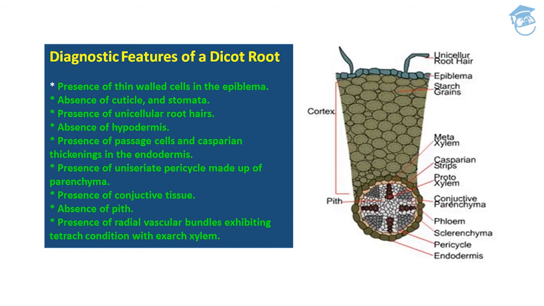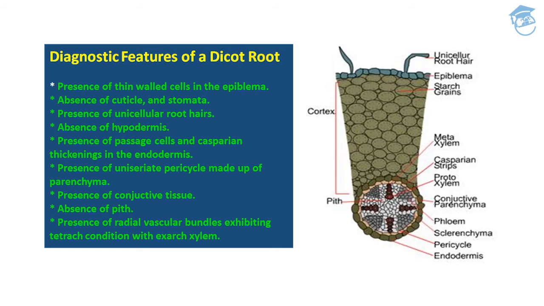Absence of cuticle and stomata, presence of unicellular root hairs, absence of hypodermis. See, no hypodermis is there. Can you see the hypodermis here? No. Presence of passage cells and Casparian thickening in the endodermis. It is a unique characteristic of dicot root.